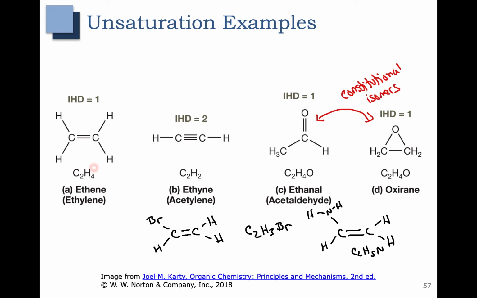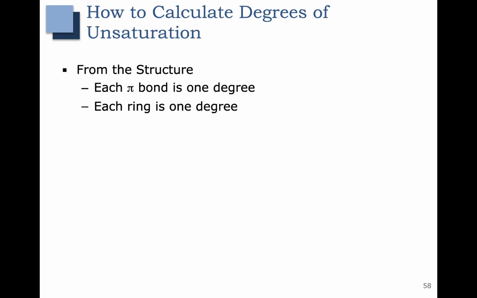as opposed to C2H4. To calculate degrees of unsaturation, you can look at the structure or you can look at the molecular formula. If you're looking at the structure, just keep in mind that each pi bond counts as 1 degree of unsaturation, and each ring counts as 1 degree of unsaturation. This method is fairly simple because you don't have to worry about halogens or nitrogens. You can just ignore them and count pi bonds and rings. If you like using this method, and all you are given is a molecular formula, you can just draw a structure that matches that molecular formula, and then count pi bonds and rings.